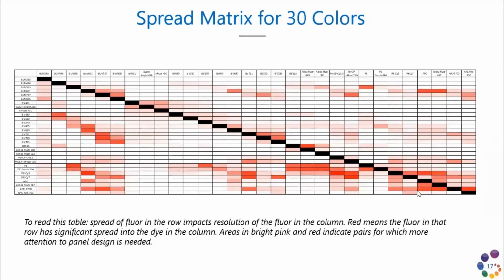Let's consider our PE-Cy5 and APC example again using this matrix. First, I'll find APC in the row and follow it all the way over to PE-Cy5 over here. And what I see is a medium pink color, meaning there will be some spread from APC into PE-Cy5, but not much. Next, I'll find PE-Cy5 in the row and follow it all the way over to APC, which is over here. I see a really dark red color, meaning PE-Cy5 will have a lot of spread into APC, which agrees with what we were seeing on the previous slide.